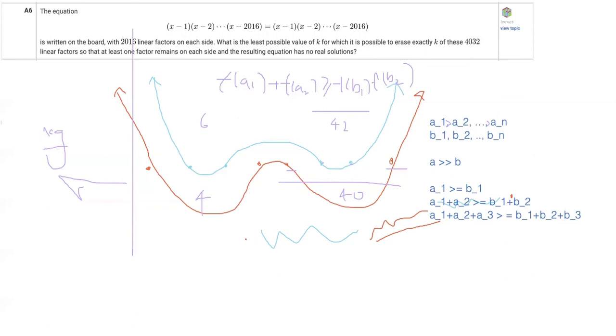So let's think about this. Our two polynomials are x minus each of the a's, up to an, and x minus each of the b's, up to bn. And we want to prove one side is greater than the other side. We can't really use majorization because the function isn't actually convex everywhere or concave everywhere, unfortunately.